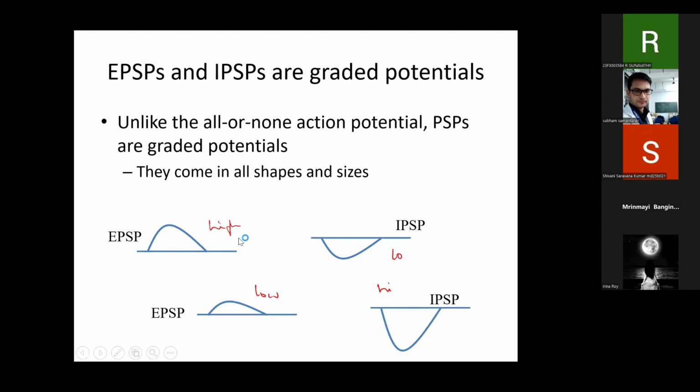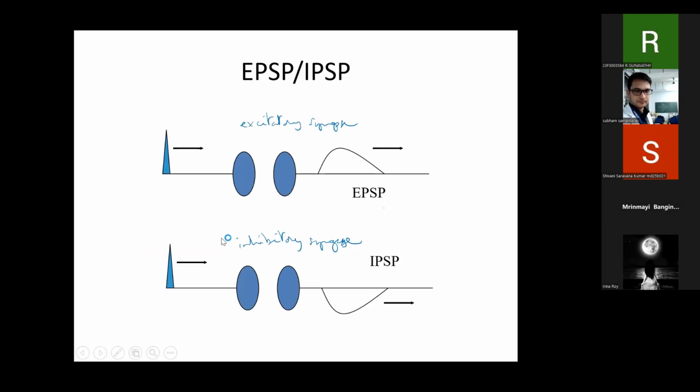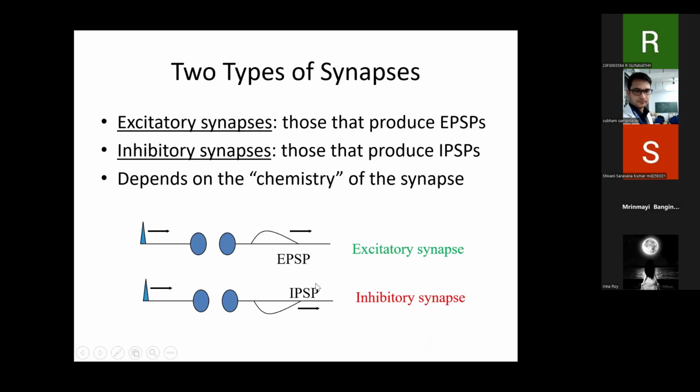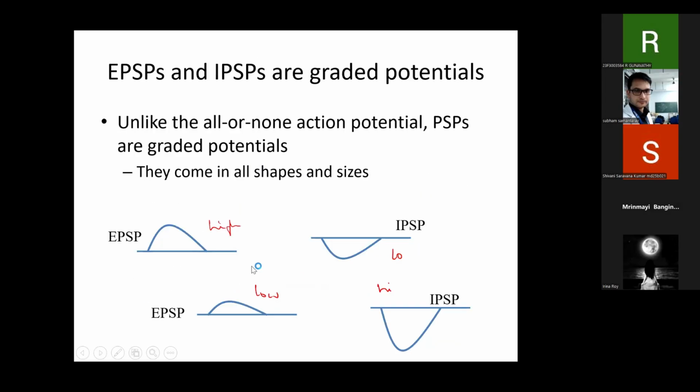Okay, so depending upon the postsynaptic side, it can be a high EPSP or a small EPSP, like you see here. Or an IPSP also, it can be a high IPSP or a low IPSP. This high or low leads to the concept of synaptic strength. That means a given synapse can produce a very strong response or a weak response.